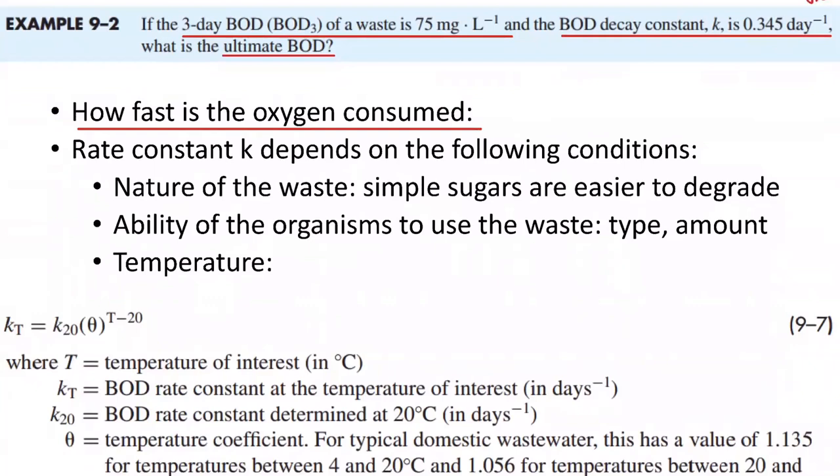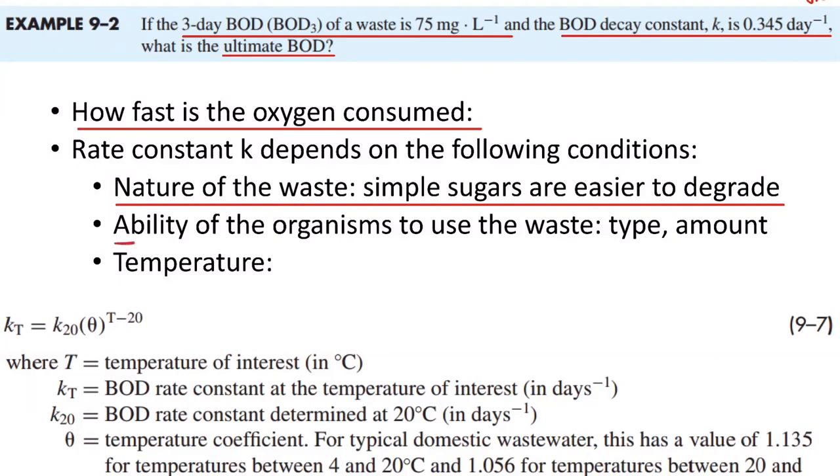So it depends on the following conditions. The first is the nature of the waste, right? So if you have simple sugars, for example glucose, they're very simple. They can be directly consumed by the microorganisms. Then the K is going to be larger. But if you have very complex organics, right? So for example, the cell walls, what they call the lignins of the biomass, right? It's very difficult for the microorganisms to use them. Then the K value will be smaller, right?